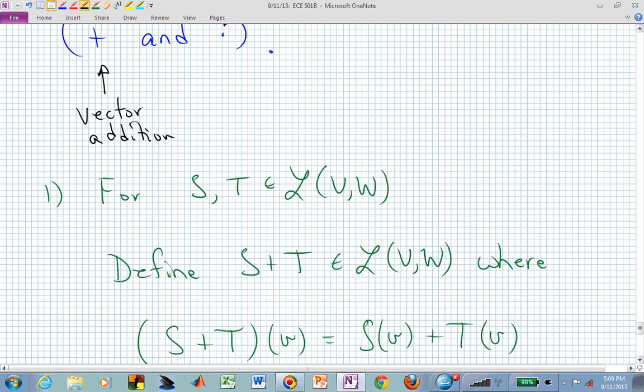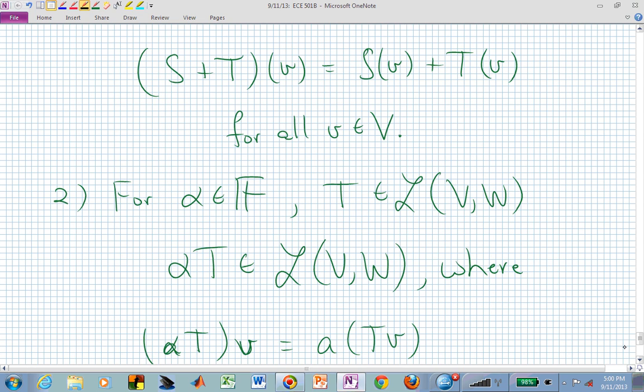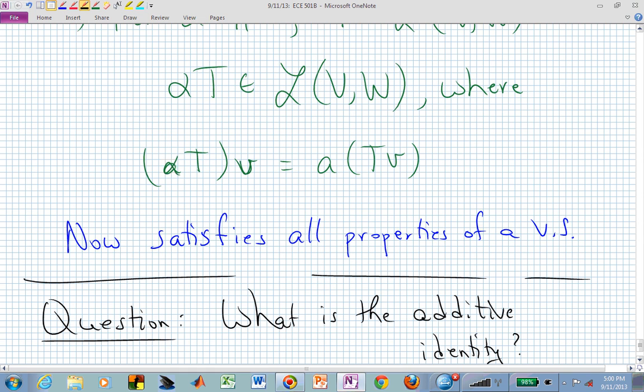Yes, so it needs to be closed under addition and closed under scalar multiplication. And this is how we are defining those two pieces. Here's our addition piece. S plus T, we're just going to say is S of V plus T of V. And then on the multiplication piece, alpha T operating on V is going to be the same as scaling. Whoops, that's supposed to be an alpha. That's then going to be equal to alpha T operating on V. That's the way we're defining our addition and scalar multiplication. And with those definitions, now we have created or built a vector space out of these linear maps, the set of linear maps from V to W.